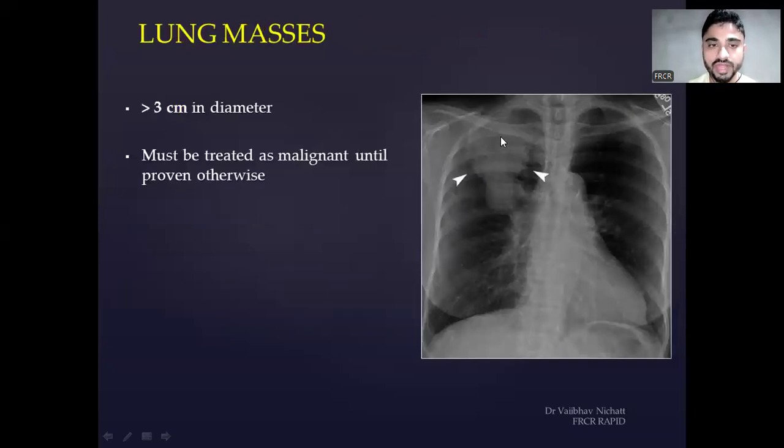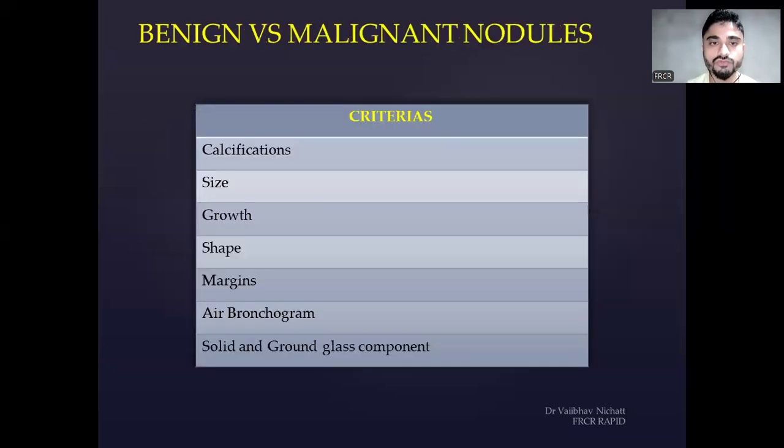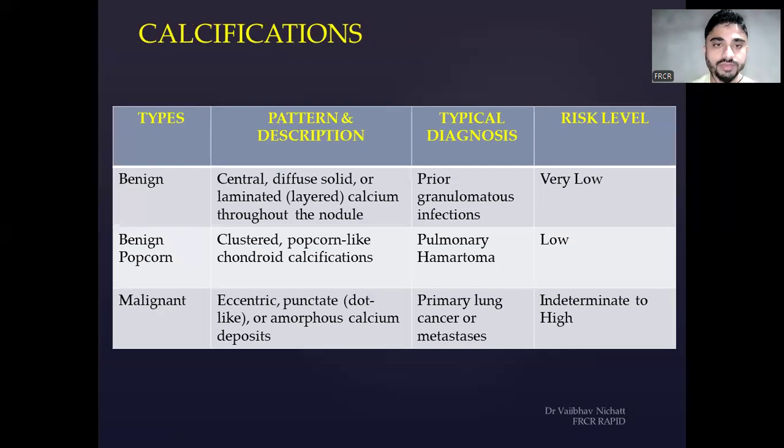For all practical purposes, any lung mass more than 3 centimeter is usually taken as malignant until proven otherwise. This is how you are going to differentiate a solitary pulmonary nodule from a lung mass. Now we'll move on to how to differentiate benign versus malignant lung nodules. There are 6-7 criteria, and we will be discussing them in detail. These are calcification, size, growth, shape, margins, air bronchogram, and solid as well as ground glass components of the nodule. We are going to discuss each parameter in detail.